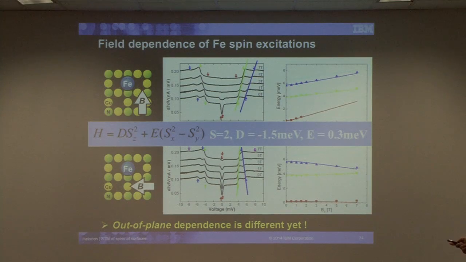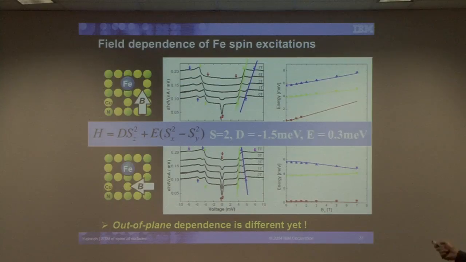That's kind of the outline of my talk in the end. You can actually do this by using these spin operators in a fairly simple way that you can all do without going to quantum mechanics 2 or 3 courses or something like that. Now, the parameters that we measure from this fit are D equals -1.5 millivolts and E of 0.3 millivolts. Just take those as fit parameters.